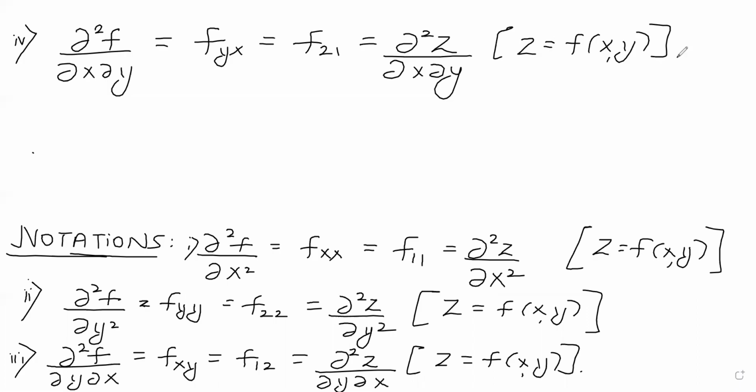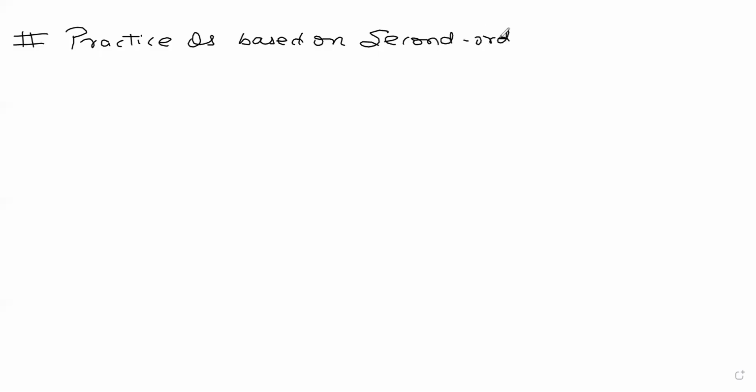So now you open up any book relating to mathematical economics. These are the standard notations we use. Some books are going to use some notations, other books are going to use other notations. You should be familiar with all the classical notations which are used in standard books for mathematical economics. Now after we are done with the notations, we can look at practice questions based on second order partial derivatives.